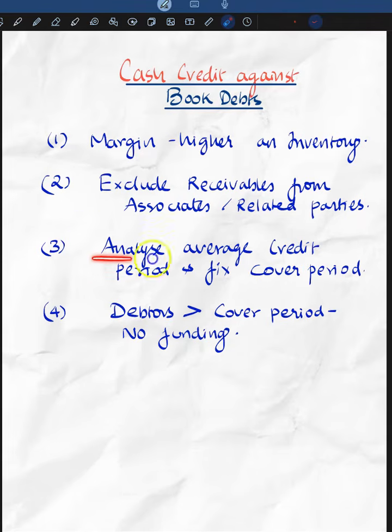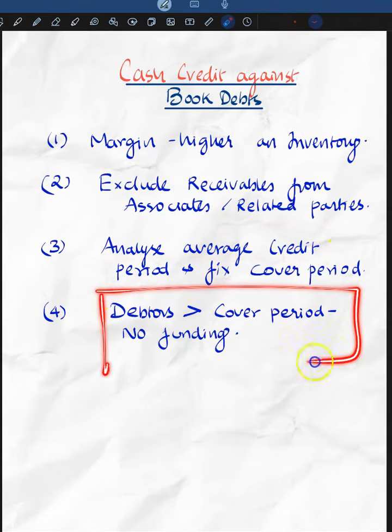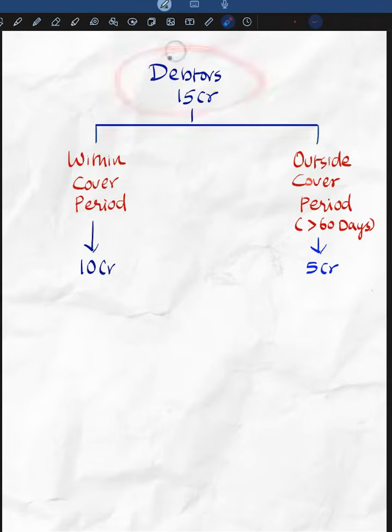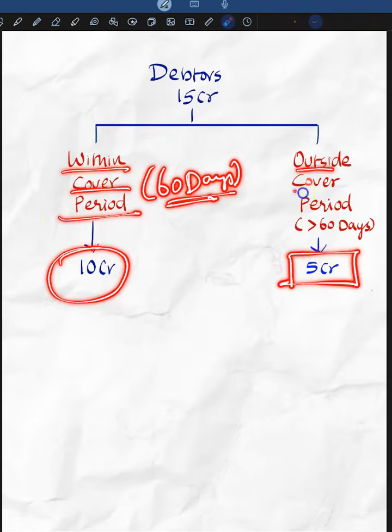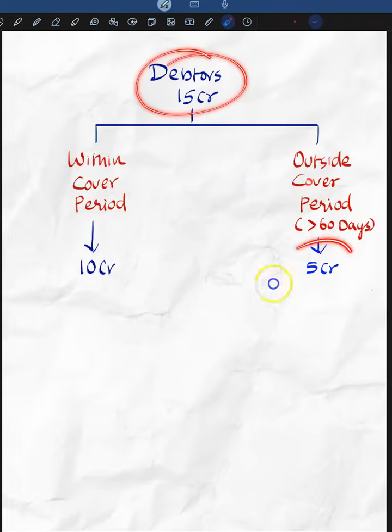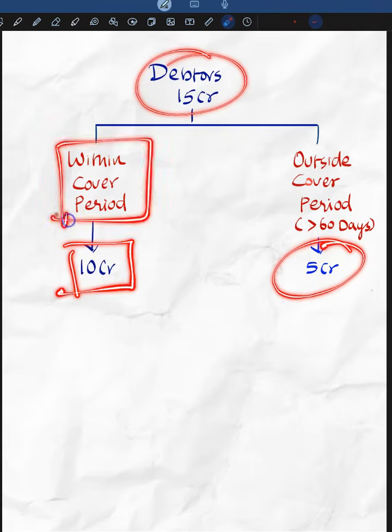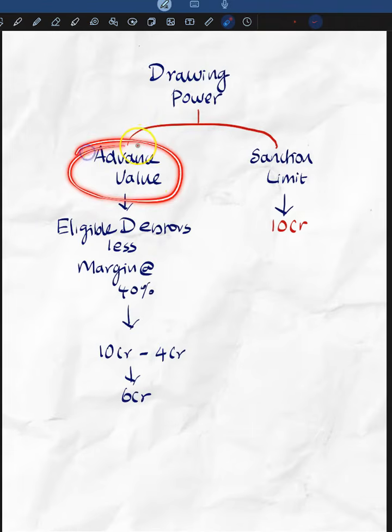Number 3, banks will always analyze the average credit given by the company, and based on that they will fix the cover period. And number 4, if the debtor's age is greater than cover period, then no funding will be given. In this case, this company has debtors of 15 crore. But of that, only 10 crore is within the cover period because they have mentioned cover period is 60 days. And it is mentioned 5 crores of debtors are outside the cover period. So out of 15, 5 is outside the cover period. So what can be considered for funding purposes? Only 10 crore.